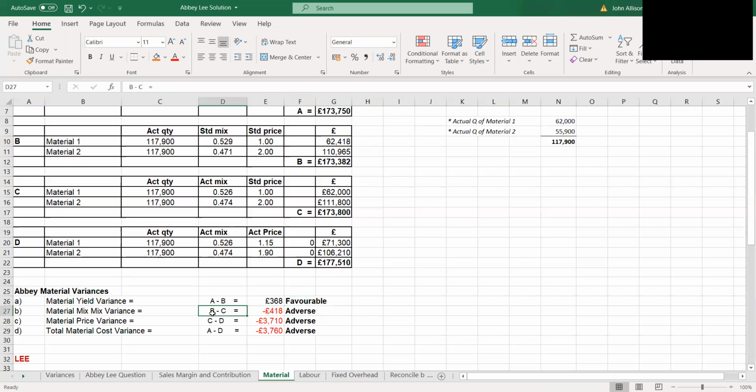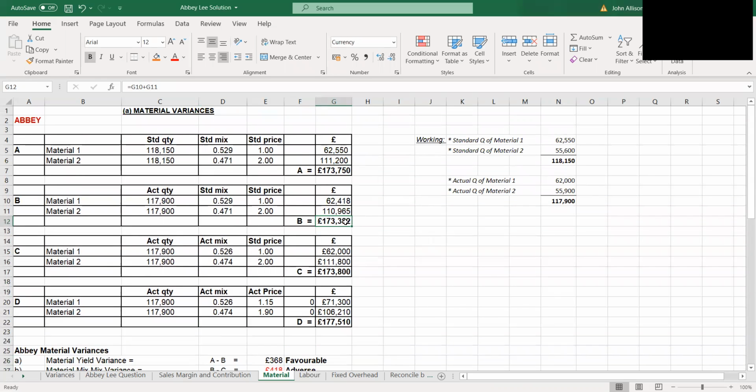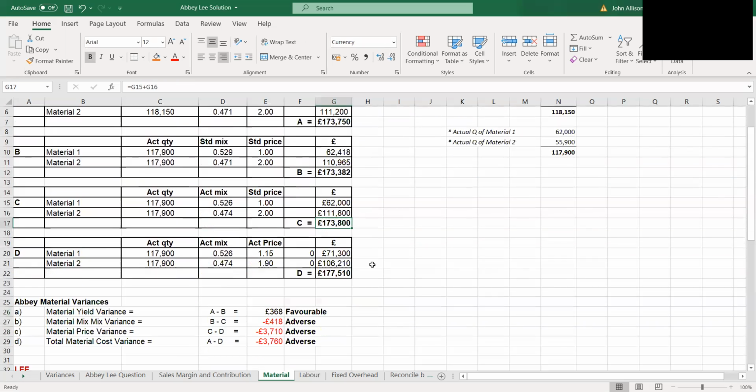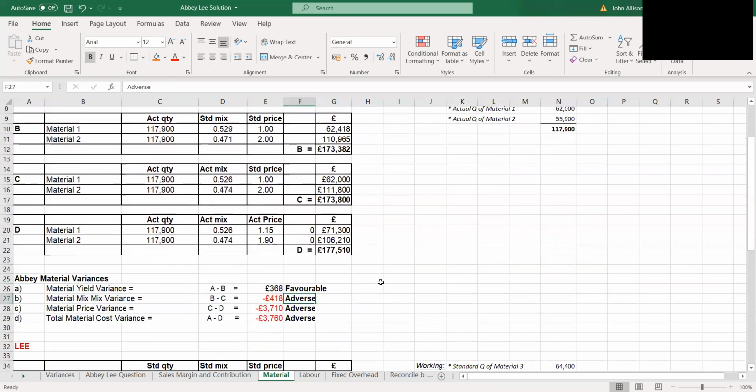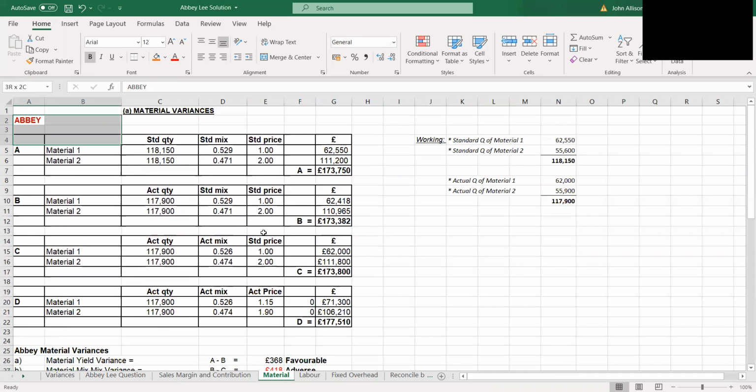Whereas B minus C, for the mix variance. So B, we budgeted it to be 173,382. It came in at the higher number of 173,800. So these negatives are going to be adverse variances. So the negative 418, when the cost variances are negative, they're adverse. So that's how we calculate the material variances for Abbey.